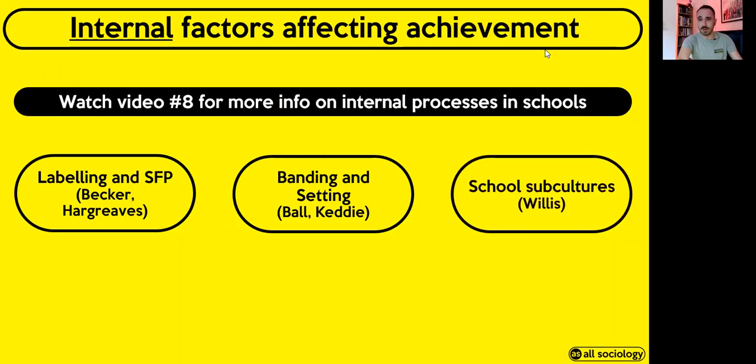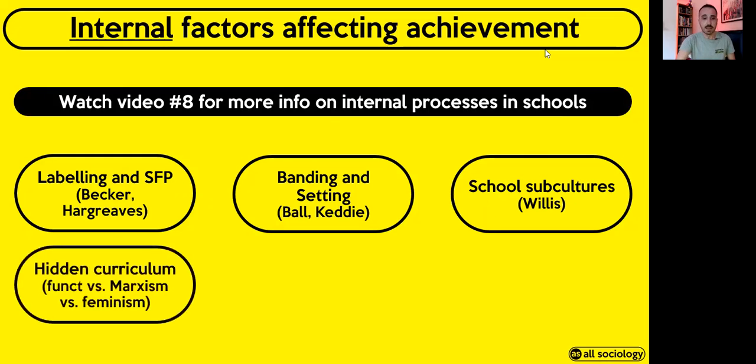We can also look at the formation of subcultures within school. Now, particularly we're interested in anti-school subcultures, those groups who might form in school and then have a value consensus that goes against that of the wider school. So they might resist, as Willis found, some of the values of school and instead have their own value system. We can also look at the role of the hidden curriculum as well.